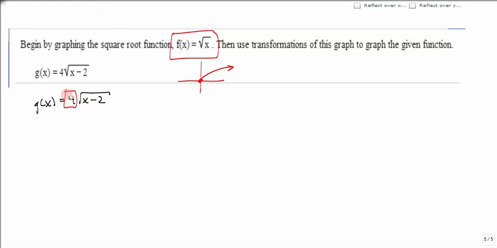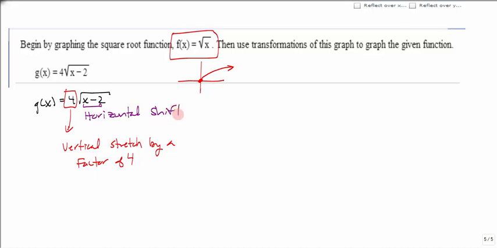Now our transformation has 2 basic characteristics here. The first one I see is on the outside of the argument. This is going to be a vertical stretch by a factor of 4. Now this is within the argument, so it's going to be a horizontal movement. This will be a horizontal shift opposite of what you think. You'd think it would be to the left because it's -2, but it's to the right 2 units. So what would happen here is I would take this graph and move it to the right 2 units.